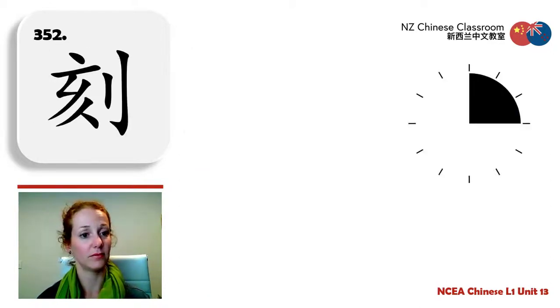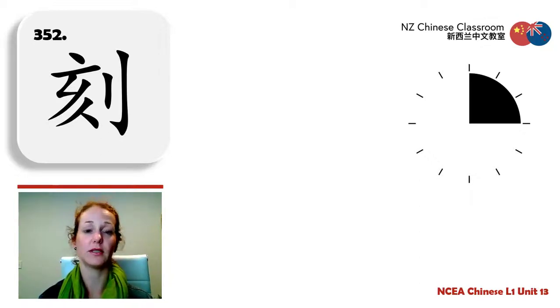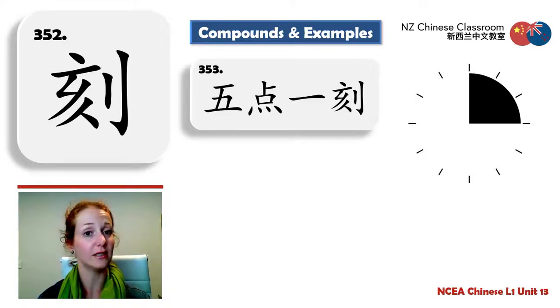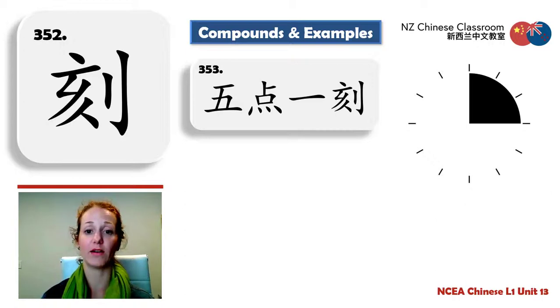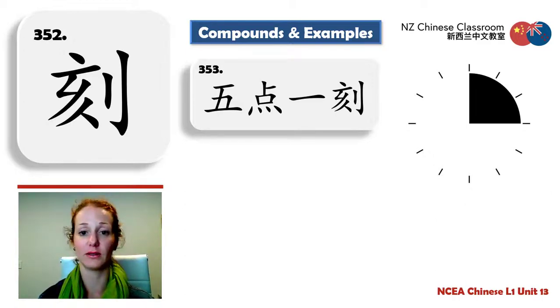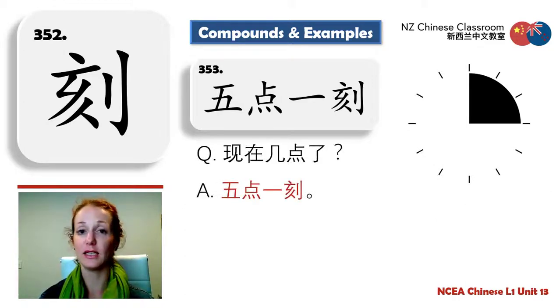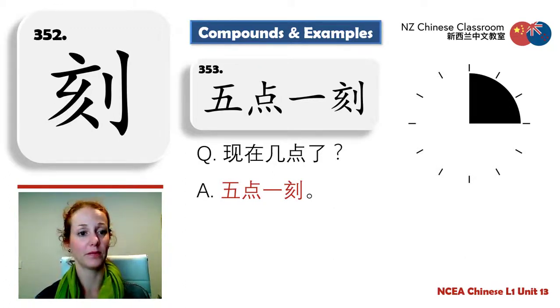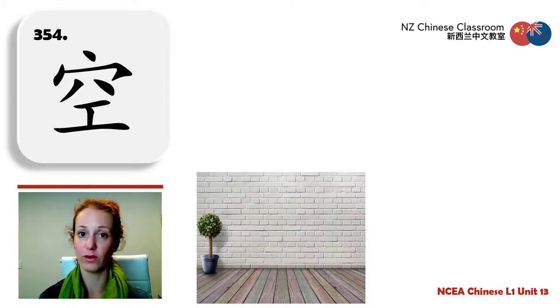下一个, 刻. This is a quarter. So 5点一刻 means 5:15. It's a time. 5点, 5 o'clock. 一刻, 15 minutes. 现在几点了? 5点一刻. So what is the time right now? 5点一刻, 5:15.